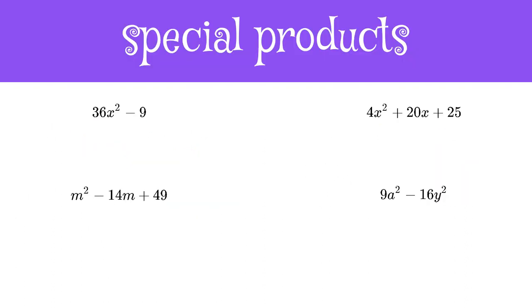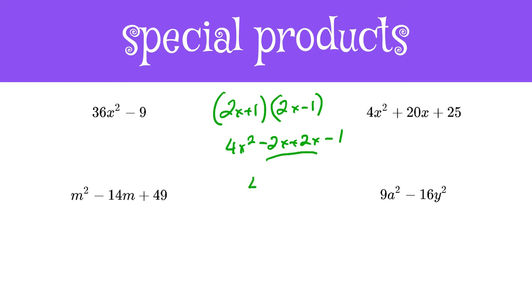The last slide now deals with special products. So when you multiply two binomials out, you get something called a special product. So if I'm multiplying, let's see here, 2x plus 1 and 2x minus 1, that will give me 4x squared minus 2x plus 2x minus 1. These two terms cancel out and you get 4x squared minus 1. That is called a difference of squares.